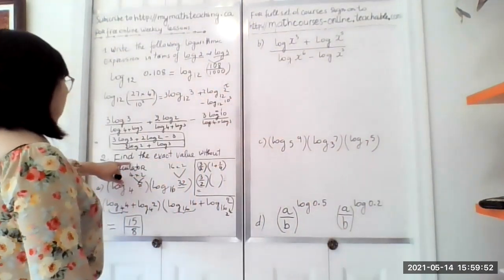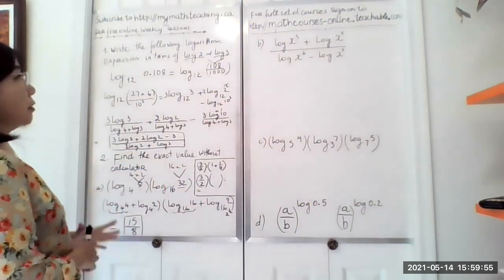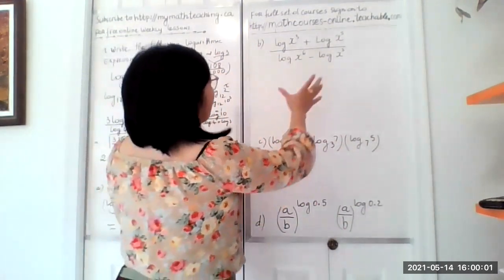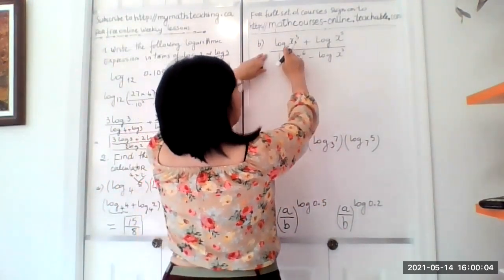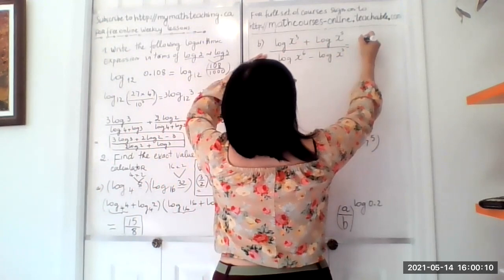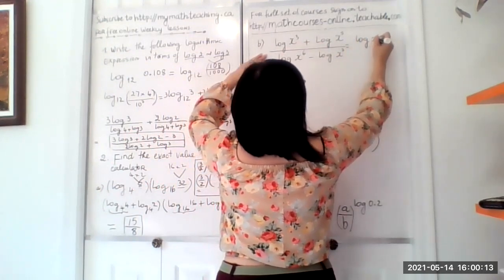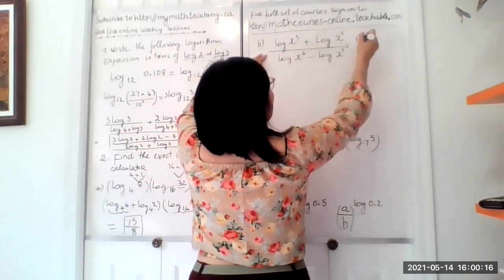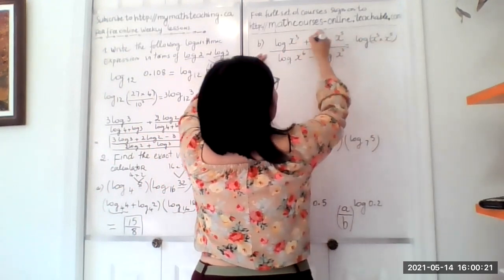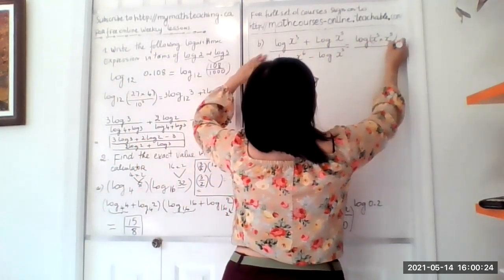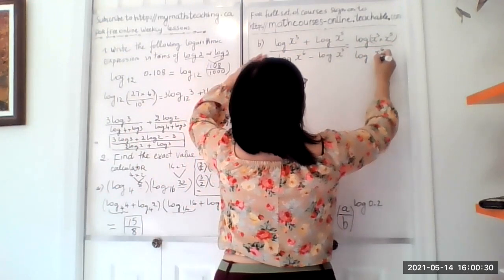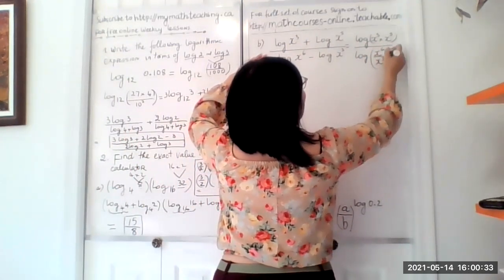And what does it say? Find the exact value without calculator, still like this one, right? So we're going to find exact value for this one. Now, this is log, the base is 10, x to the power 3, adding log x to the power 5. So I'm going to change this become log of x to the power 3 times x to the power 5. Because adding means multiply. Down here, subtract means divide. So log x to the power 6 divided by x to the power 3.